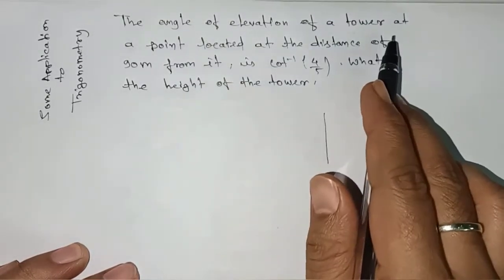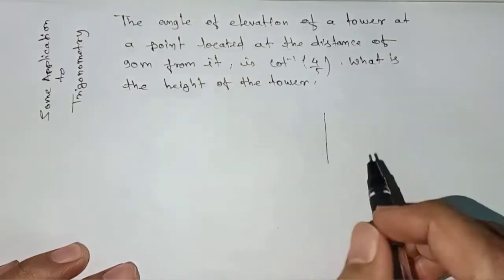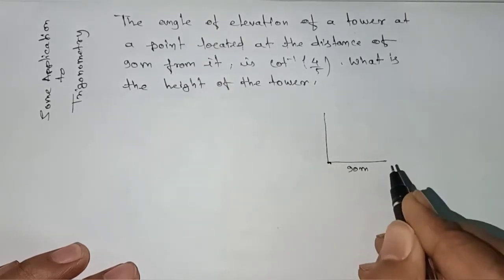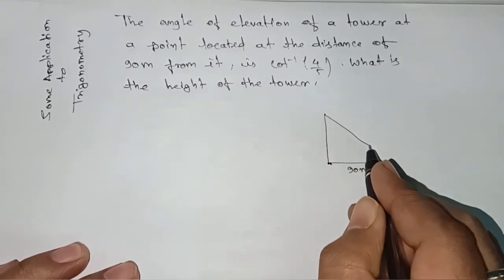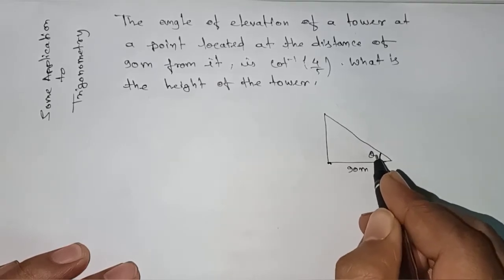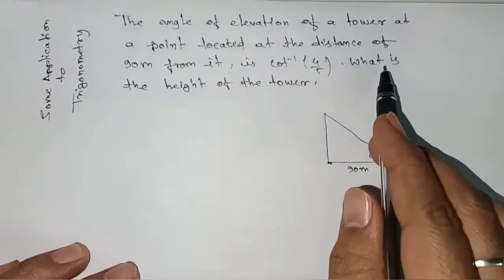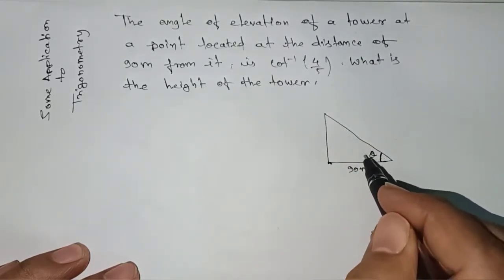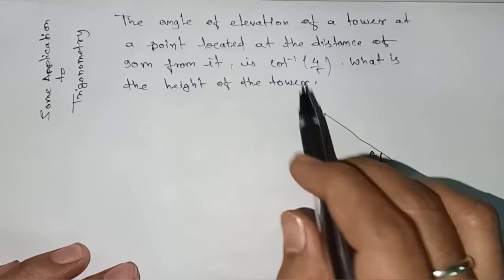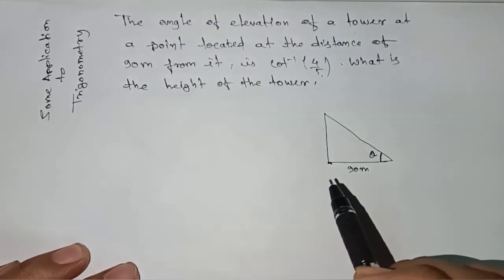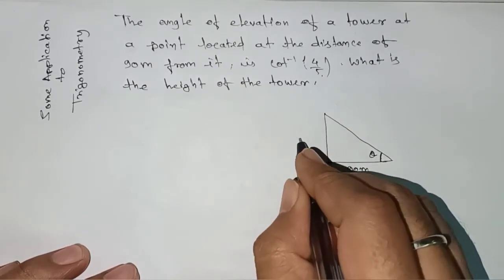Now the angle of elevation of a tower at a point located at a distance, they have told the distance, that is 90 meter from here. There is the angle of elevation. We'll give it the name theta. Now the theta value has been given here, that is cot inverse 4 by 5. This one has been given, and we need to find the tower height.